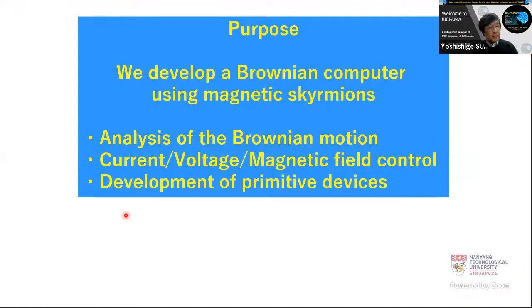Here's the purpose of my research. We developed a Brownian computing system by using magnetic skyrmions. For this purpose, we analyze the Brownian motion of the skyrmions. We try to control skyrmions by current, voltage, and magnetic field. Then we develop primitive devices that construct the Brownian computer.